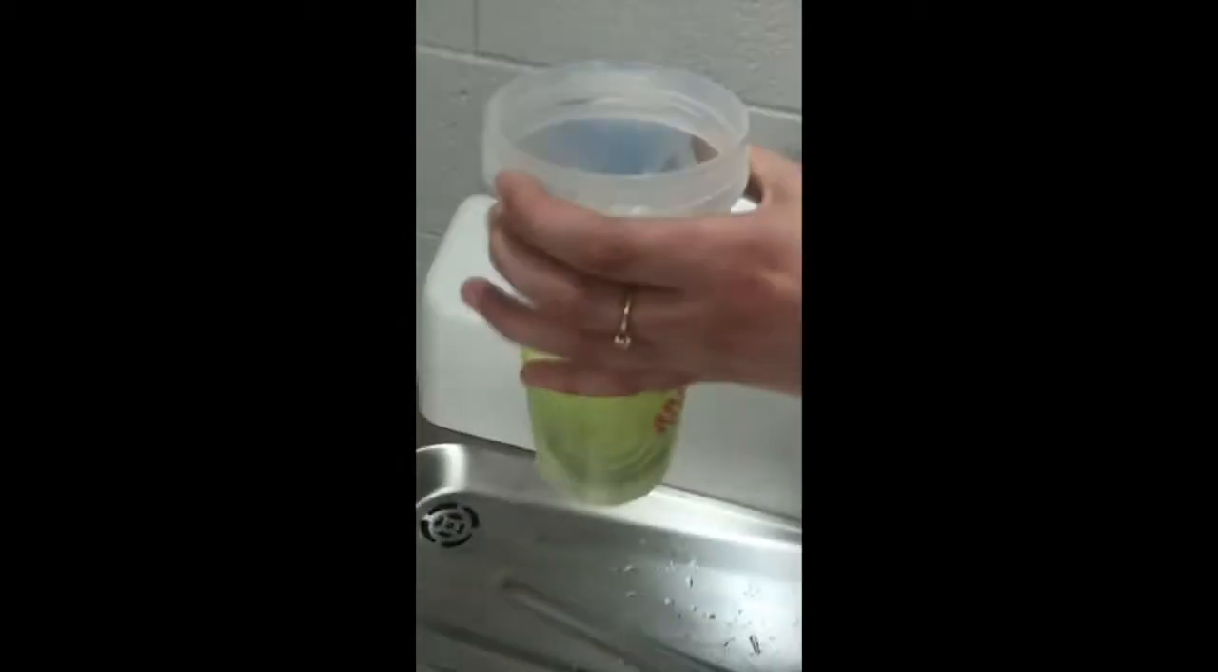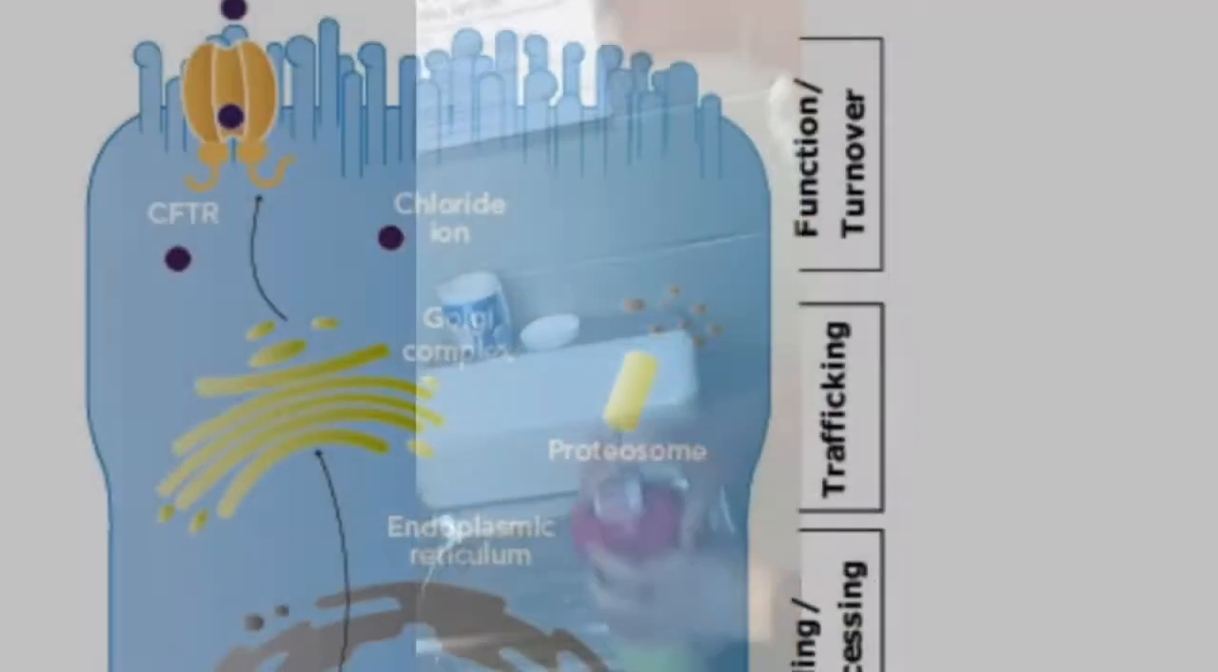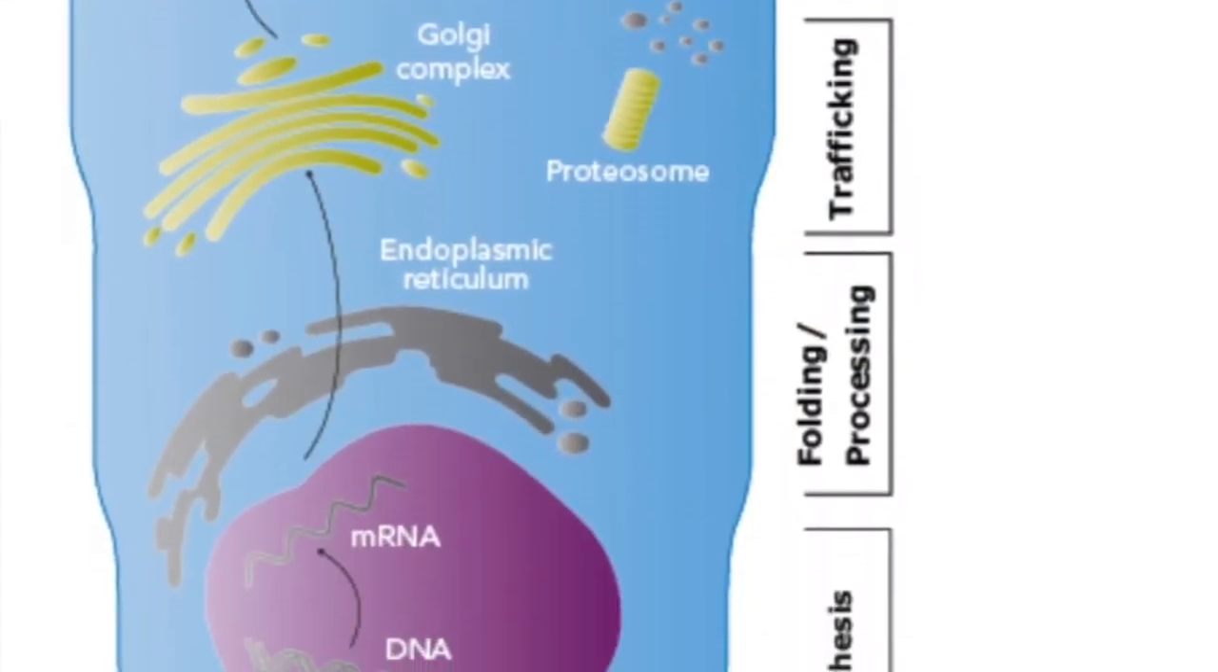CFTR is transcribed into mRNA inside the nucleus. After splicing, the protein is synthesized in the cytoplasm to the ER. The CFTR that makes it to the Golgi is then directed to the cell surface, and at the surface, it transports chloride ions across epithelial cell membranes.